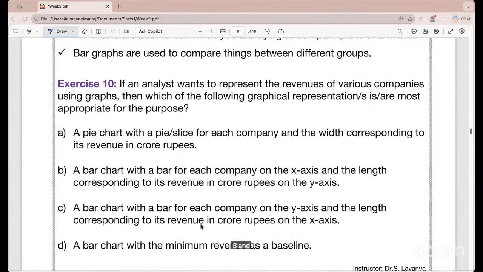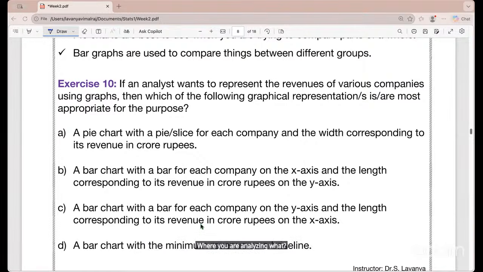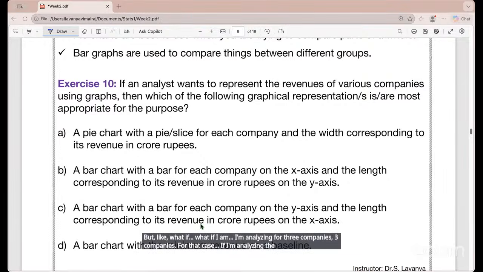No, it depends. The example I have given is a vertical bar chart. You can also have a horizontal bar chart, right? But what if I'm analyzing for three companies? If I'm analyzing the revenue of three companies, then is a pie chart good now?